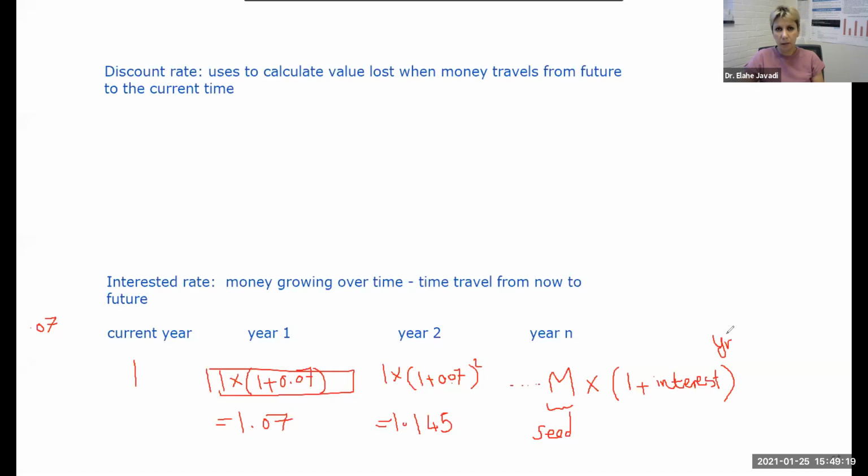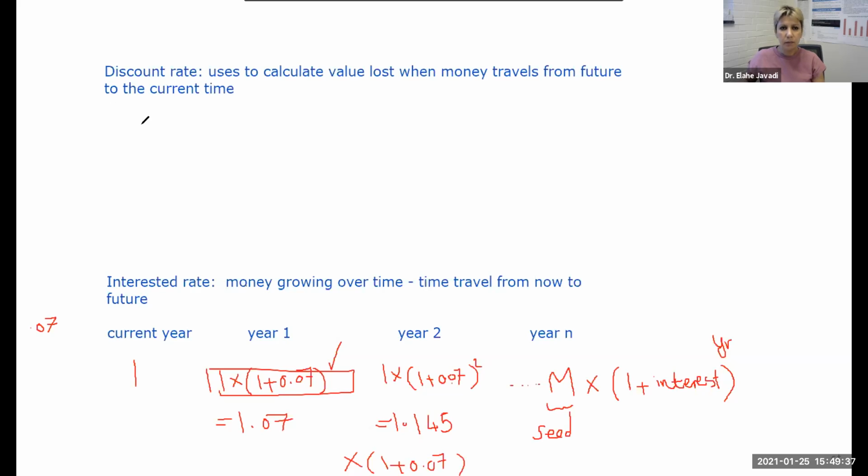We call this compound, yes, compound interest. Why is that? Because you've grown the money here, you grow it again. So you keep multiplying by 1 plus your interest rate.